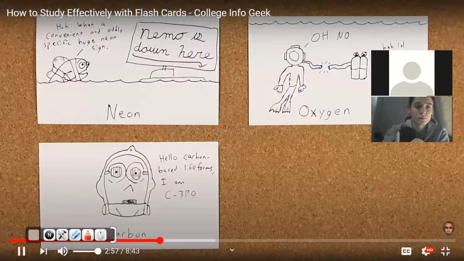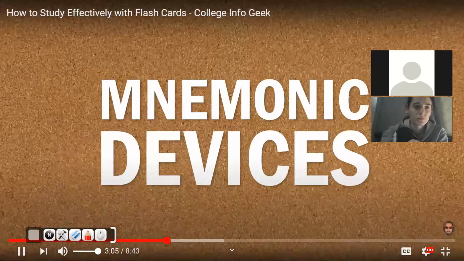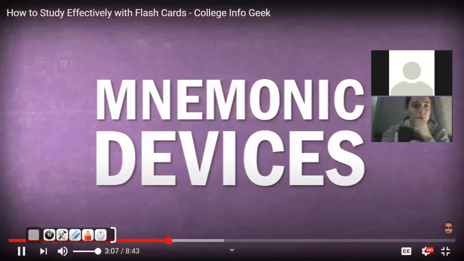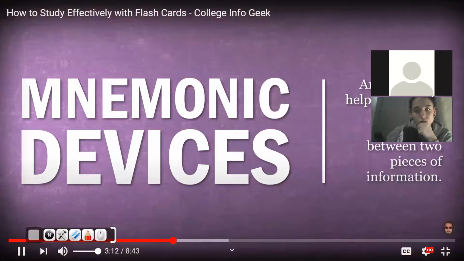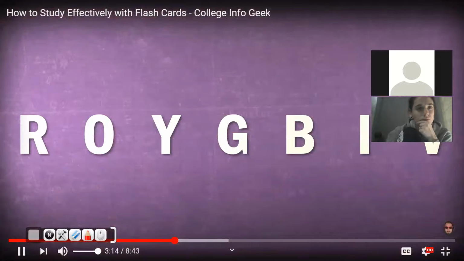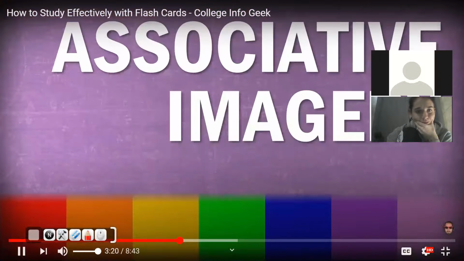Now, if you take a look at my chemistry flashcards here, you might think they look a little bit weird, but that's actually on purpose because they're demonstrating the third tip I've got for you, which is to use mnemonic devices on your flashcards. Now, a mnemonic device is really anything that helps you create associations between pieces of information in your mind. A classic one is the acronym ROY-G-BIV, which helps you remember the order of the colors in the visible light spectrum, but it can really be anything, and I'm using associative imagery on my flashcards.